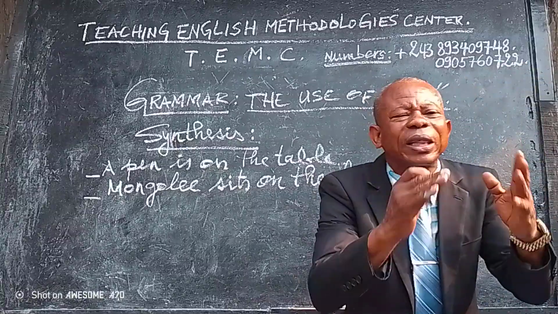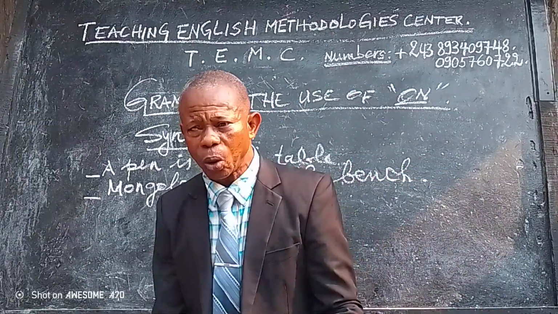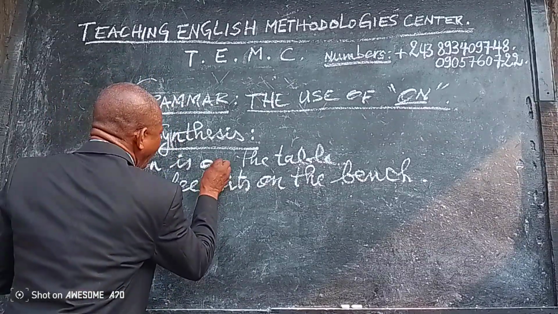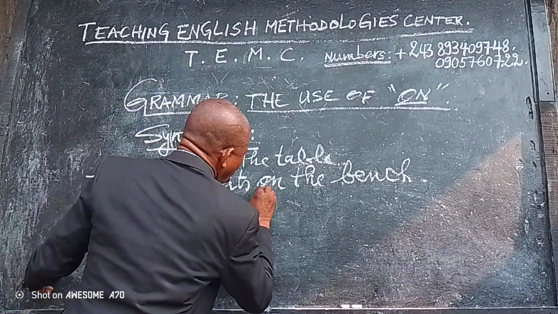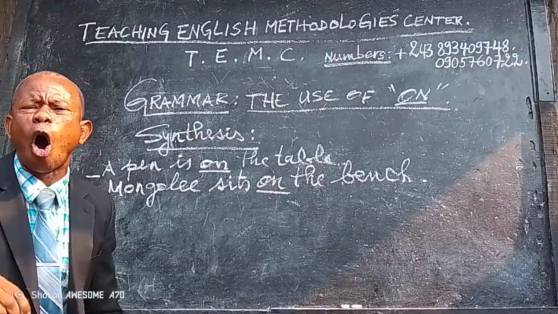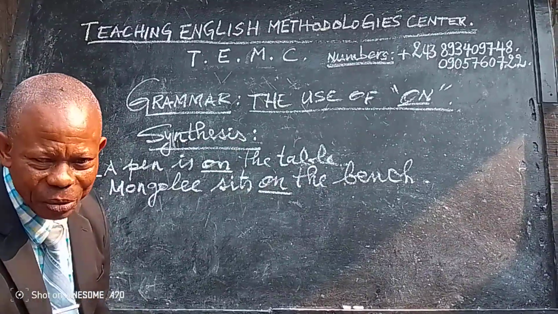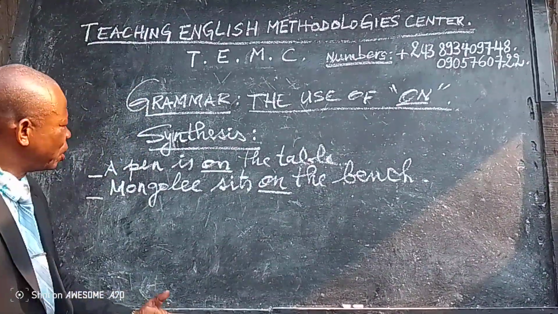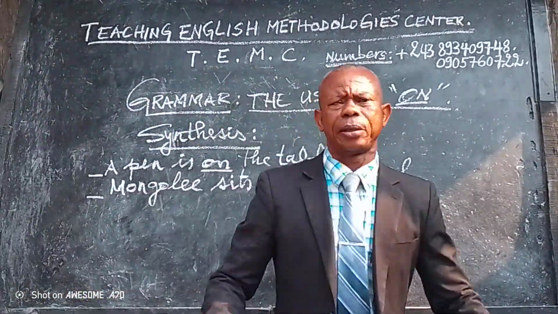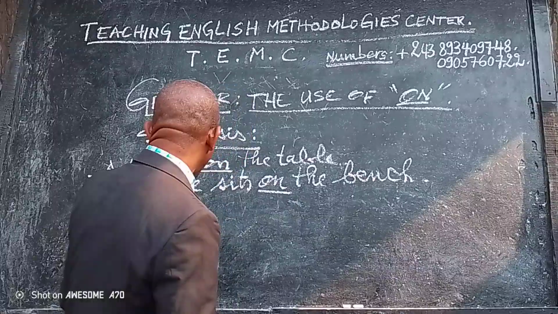You ask them, what is the word used in those sentences? They are going to tell you that it is on. And you underline on. You ask them, what is the nature of on? They are going to be unable to answer because they don't know, they are learners. Now, you are going to tell them that on is a preposition.